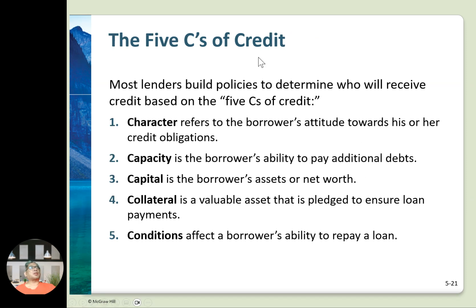There are five C's of credit, okay? Most lenders build policy to determine who will receive credit based on the five C's of credit. The first one is character, which refers to the borrower's attitude towards his or her credit obligations. Number 2 is capacity, the borrower's ability to pay additional debt. Number 3 is capital, which is the borrower's assets or net worth. Number 4 is collateral, a valuable asset that is pledged to ensure loan repayment. Number 5 is conditions, which affect the borrower's ability to repay the loan.